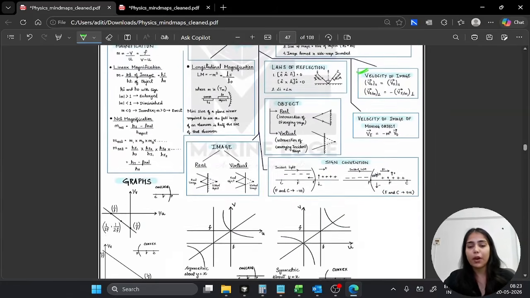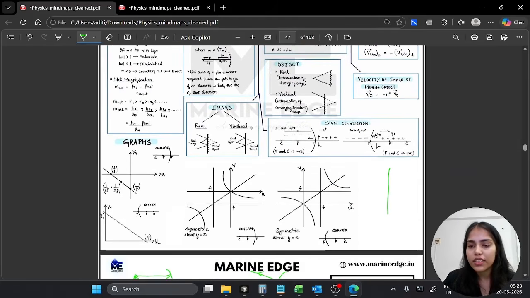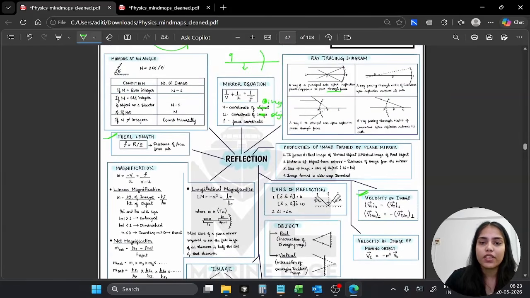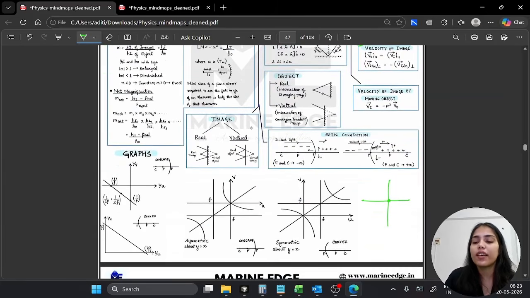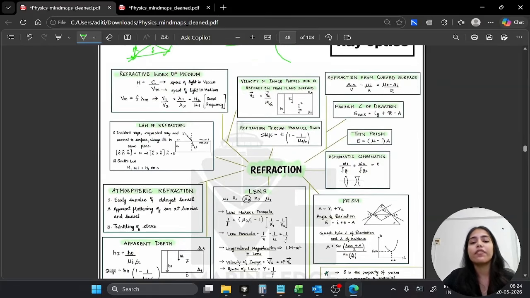Okay. Now, moving forward, we have the sign convention. The sign convention of a mirror is mostly similar to the sign convention of a normal Cartesian plane. So let's take this as the pole. If this is your mirror, this is the pole. Whatever stands on the left side is taken as negative, whatever stands on the right is taken as positive, whatever comes upward is taken as positive, whatever comes downward is taken as negative. That's about it. Now moving forward, we have refraction.